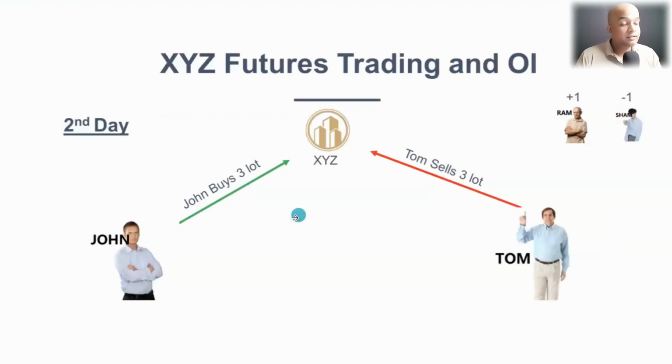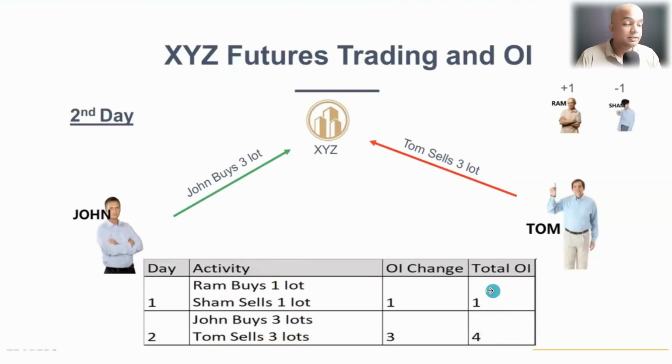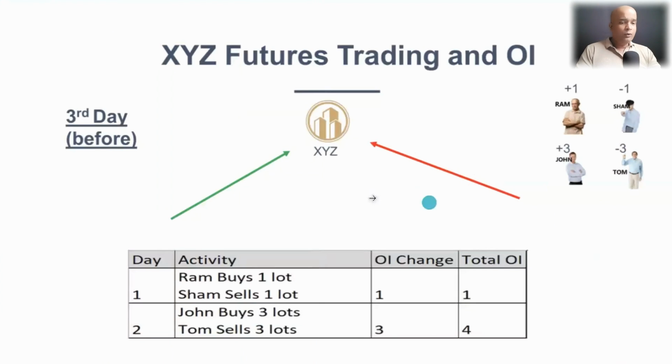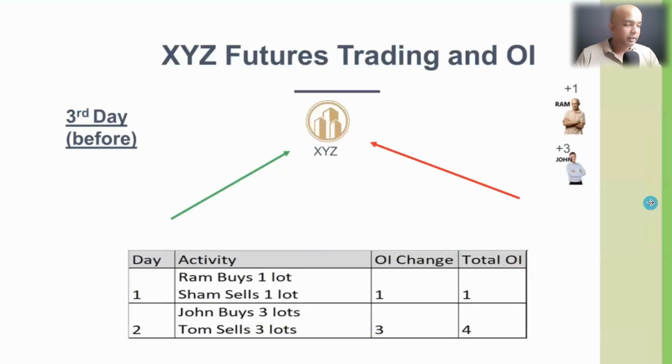So how much is the open interest change? It is 3. But total open interest at the end of the market will be 4, because yesterday it was 1 and today's open interest change is 3, so in total it becomes 4. If we continue like this, on the third day before the market opens, these people are carrying their positions. Ram is carrying 1 long trade, Sham is 1 short. John is 3 long, Tom is 3 short. So this is before the market opens.